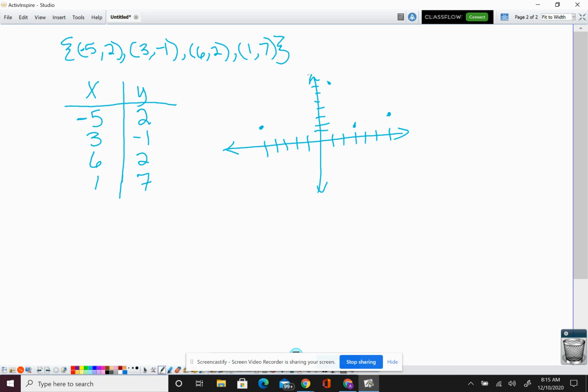If there was some kind of relation between the x and the y, we could come up with a rule. In this case, I don't really see any relation between the x and the y, so I'm not going to worry about coming up with a rule.